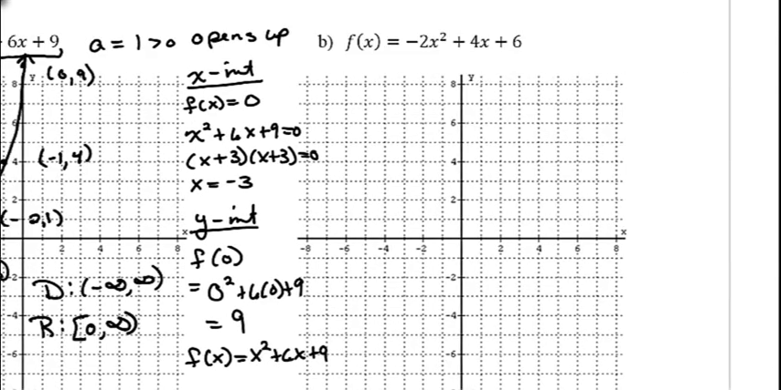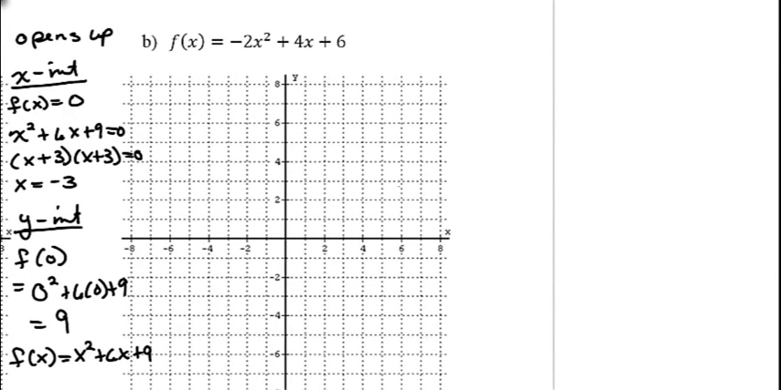Okay, let's take a look at our next example. Our next example here is f of x equals negative 2x squared plus 4x plus 6. So a for this one is negative 2, always the number in front of your x squared there. This is less than 0, so it's opening down.